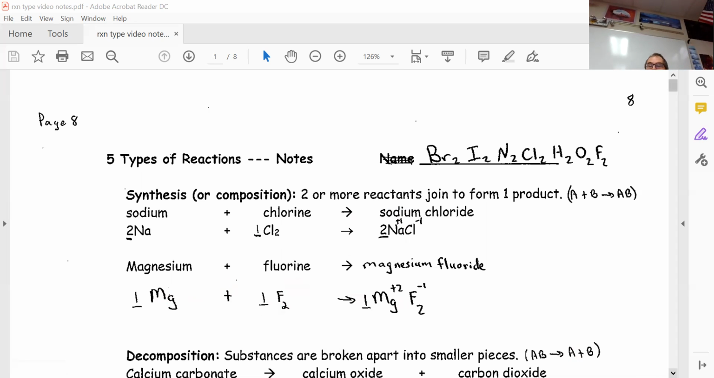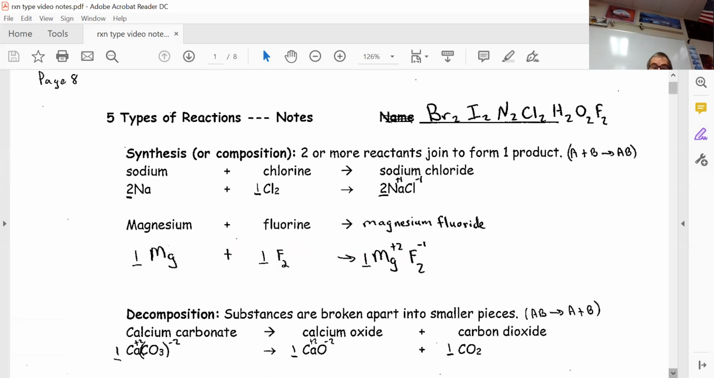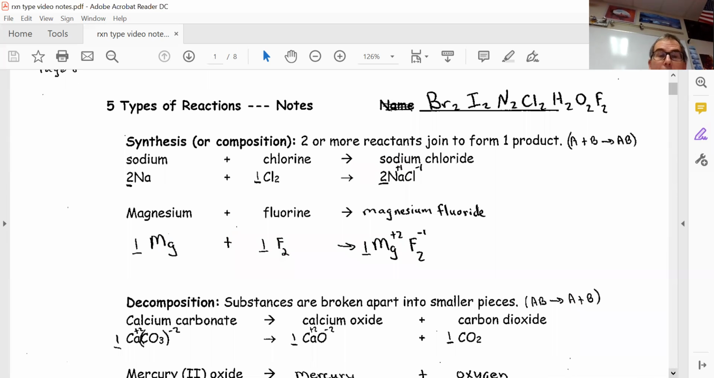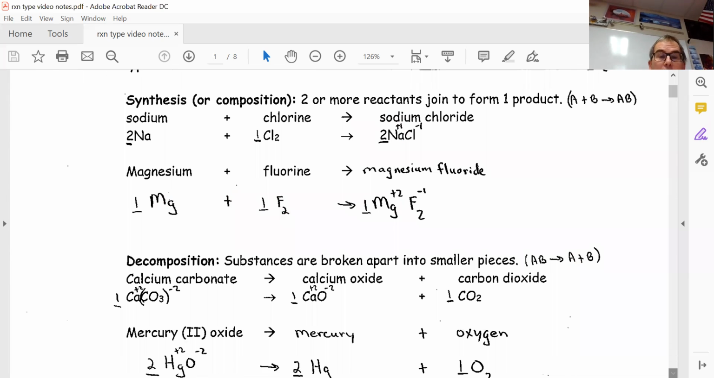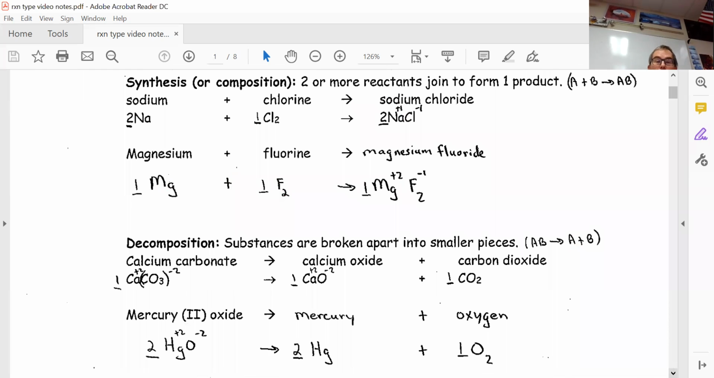Okay, decomposition is going to be just the opposite. It's when something bigger breaks into smaller pieces. The example here is one of them. I have calcium carbonate. Typically, you'll heat something with a carbonate in it, and it will release CO2, and then whatever's left, which would be CaO in this case. So calcium carbonate forms calcium oxide plus carbon dioxide, and I have a balanced equation here. This one is more typical.